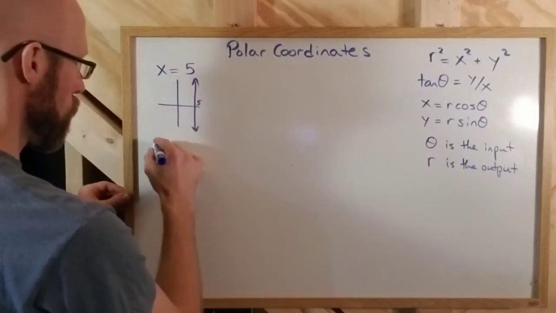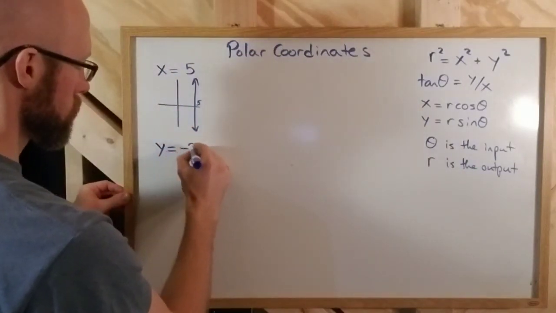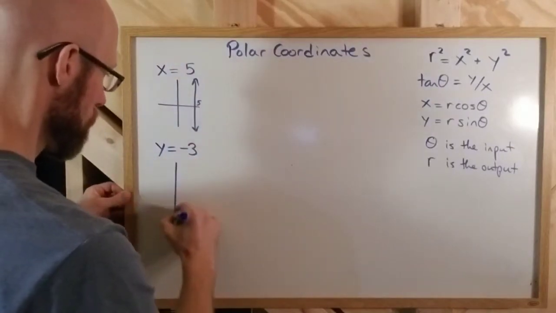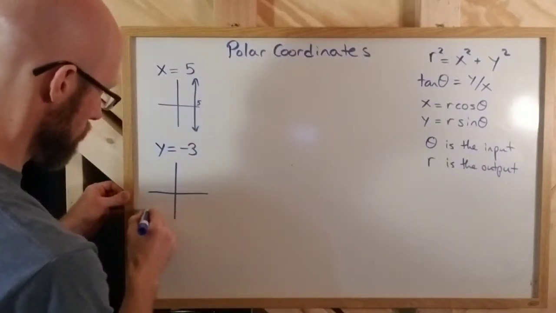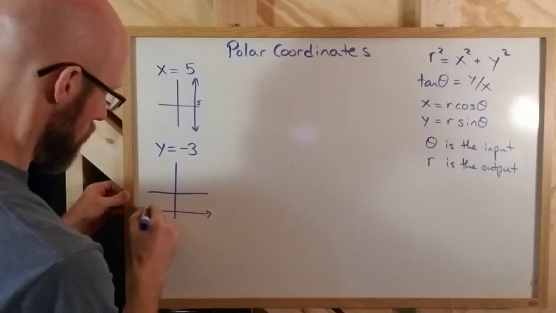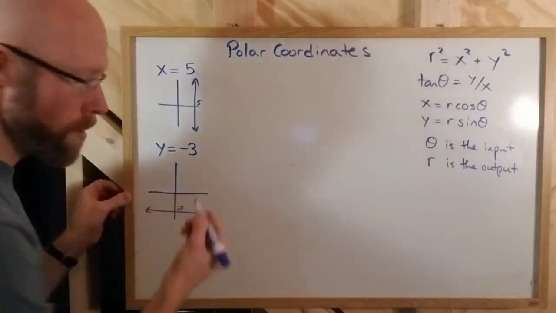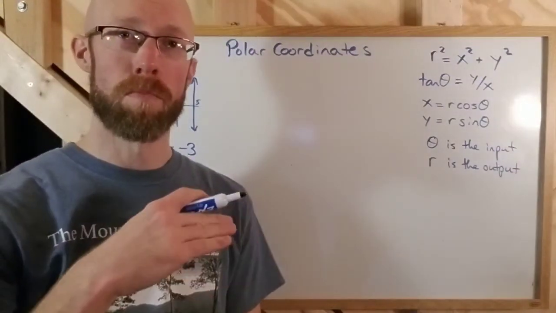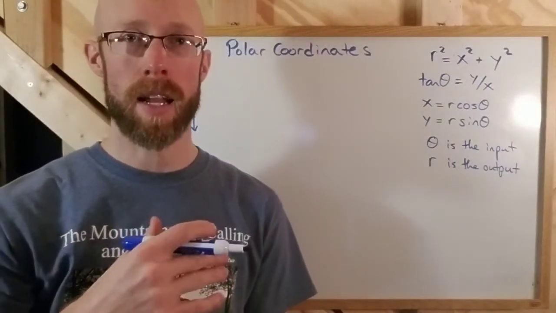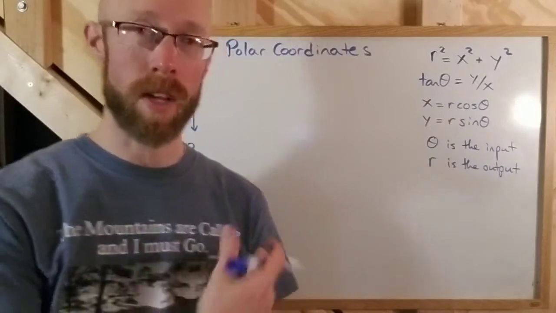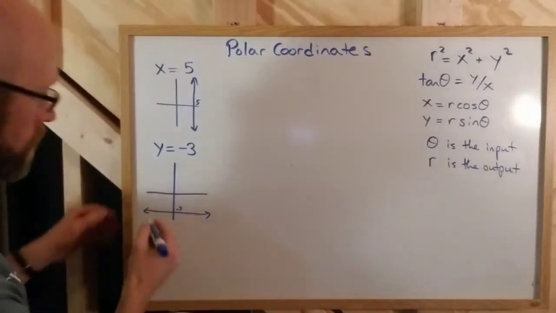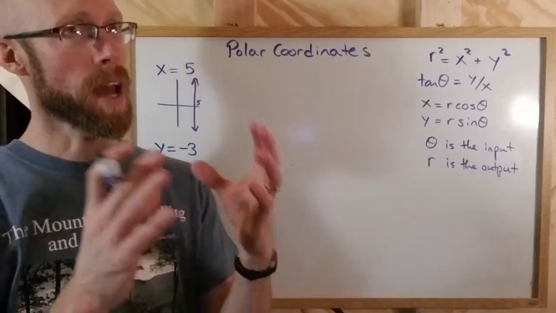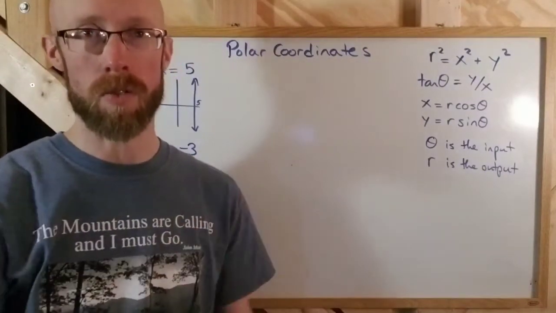If we were to look at the y constant, like y equals -3, that's going to be a horizontal line with a y-intercept of -3. That's because all of the points on that line have a y-coordinate of -3, so the ordered pair would be x comma -3.